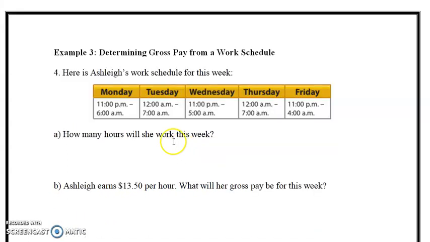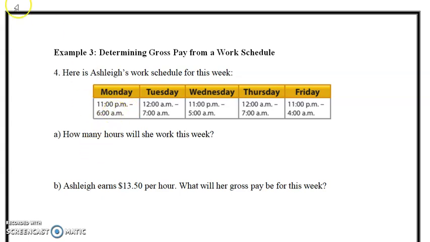The next one is when you're going to look at a work schedule and determine how many hours worked. So remember, once you get to 12, then you have to look at the AM, PM. So for Monday, this looks like a night shift, or a back shift you've heard before. So 11 p.m. to 6 in the morning. So 11 to 12 gives you 1 hour, and then the 12 to 6 gives you 6 hours.